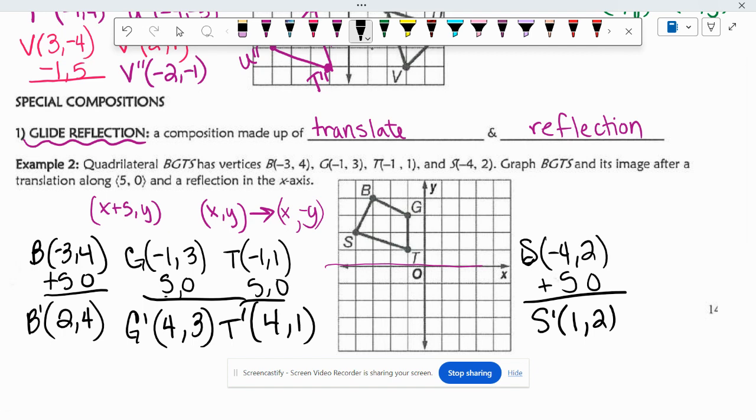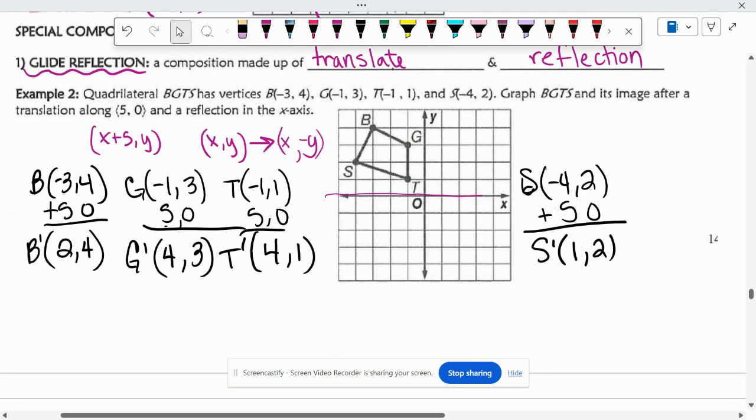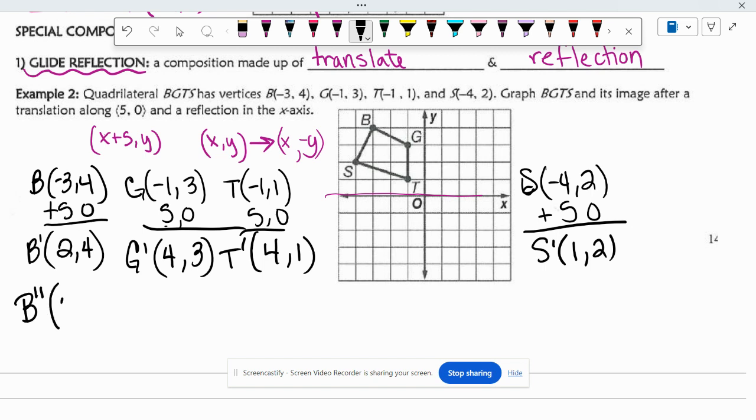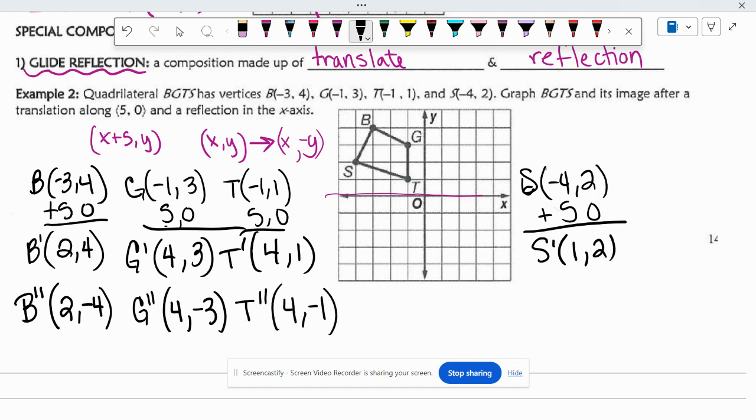Okay, so let's do that last move. X stays the same, opposite Y. X stays the same, opposite Y. G double prime. X stays the same, 4, opposite Y, 3. T double prime. X stays the same, opposite Y. S double prime. X stays the same, opposite Y.